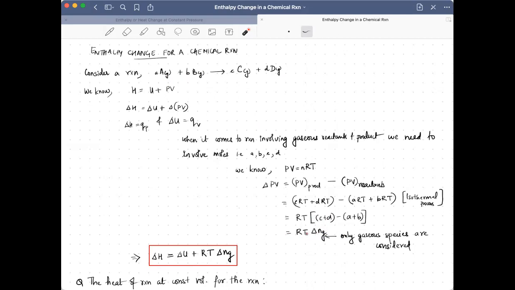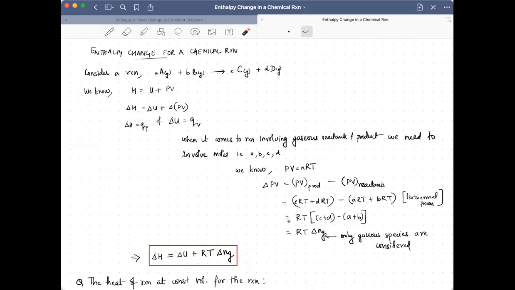And therefore now we can put the delta PV as RT delta NG, and so now this equation that we started with can be written as delta H equals delta U plus RT delta NG. This is a very, very important expression in order to calculate heat changes that are happening in a chemical reaction.